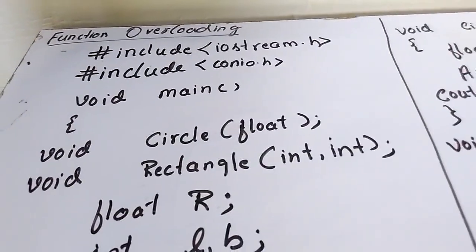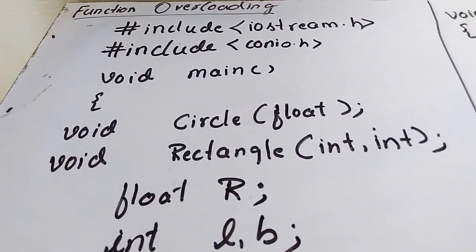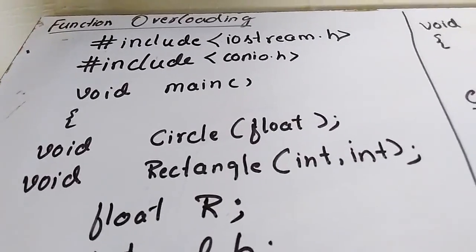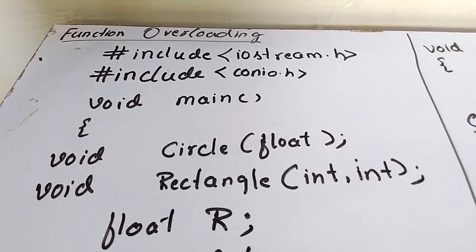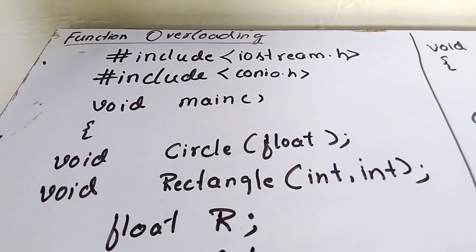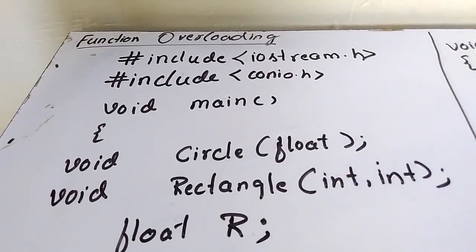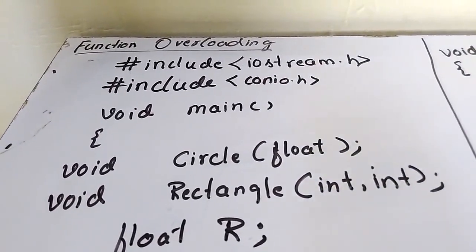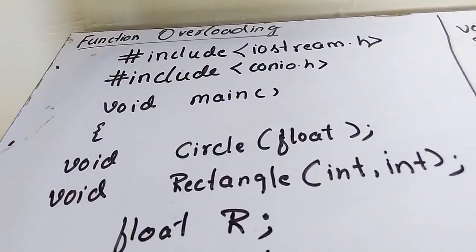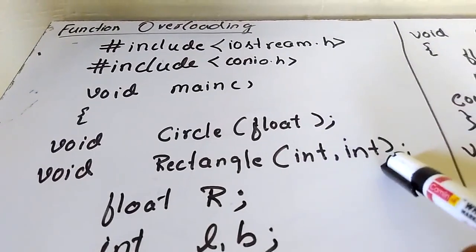In order to define our own function, we have to declare the function, call the function, and then define the function. I did not use class and object concepts. Directly I started from the main function. When the function definition comes after the function call, then we have to declare the function here. This is function declaration: void circle, float; void rectangle, int.